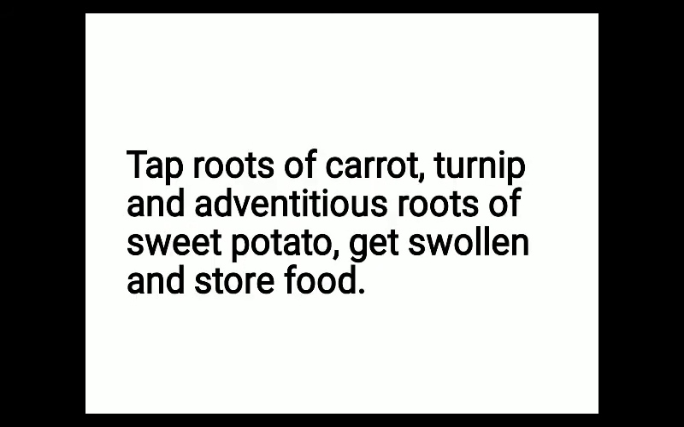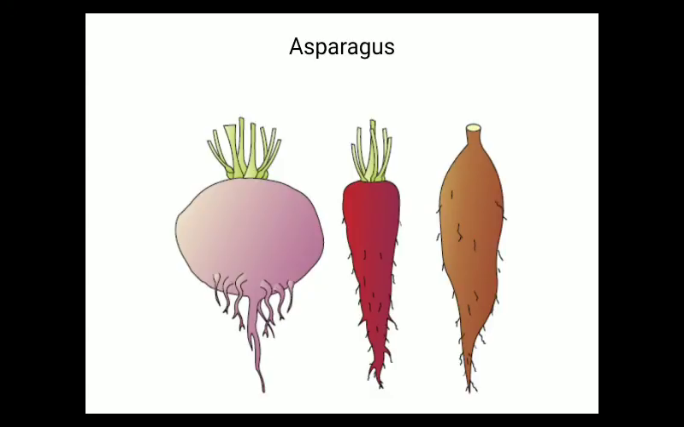The tap root of carrot, turnip and the adventitious root of sweet potato get swollen and store food. So this is the modification of root for storage of food. Turnip, carrot and sweet potato get modified to store food.